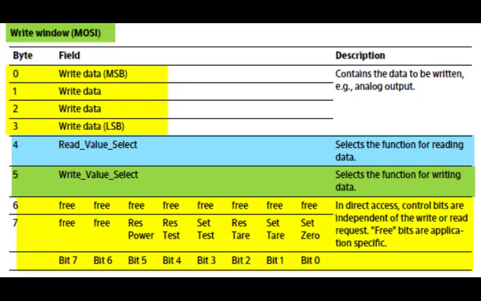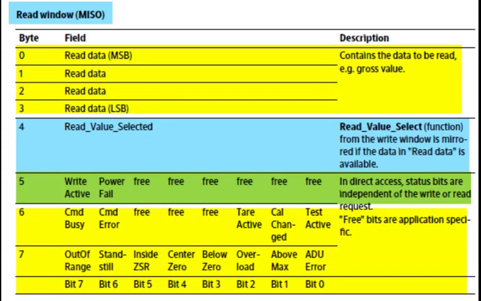Looking at our write window, we are going to write what we want to read in byte 4 right here. And then we're going to verify in byte 5 that it's there. And then we are going to read the data back, either going to be in 0 through 3, depending on what data we're going to read, or it's going to be in 6 and 7, so that all the yellow areas there, that is the data that can be read.